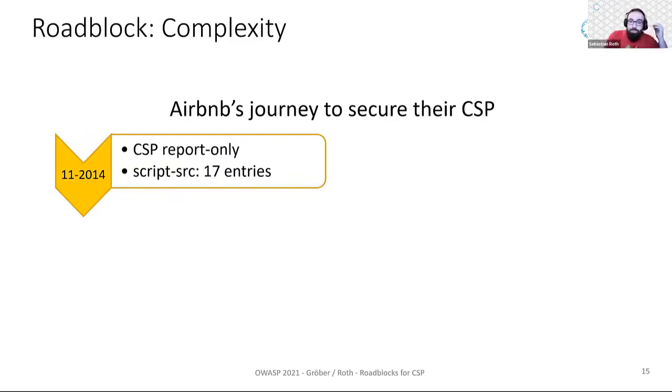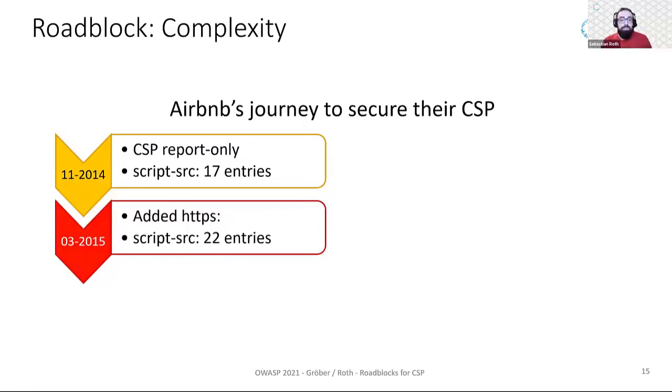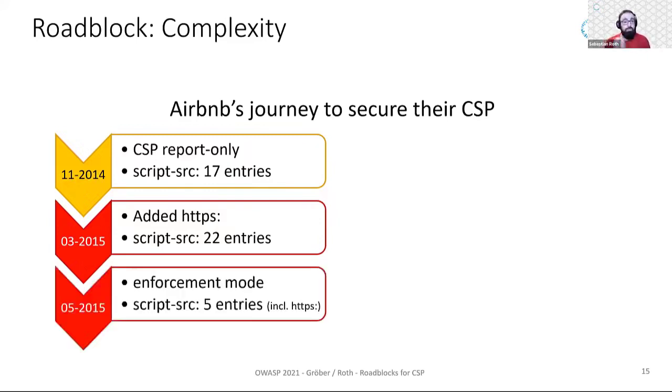In March 2015, they then added the whole HTTPS schema to their default and script source, while their policy was still in report-only mode. Probably they have done this because of too many violation reports that they gathered using the report feature. In May 2015, they then switched from report-only mode to enforcement mode. However, the whole HTTPS schema was still present in the allow list.